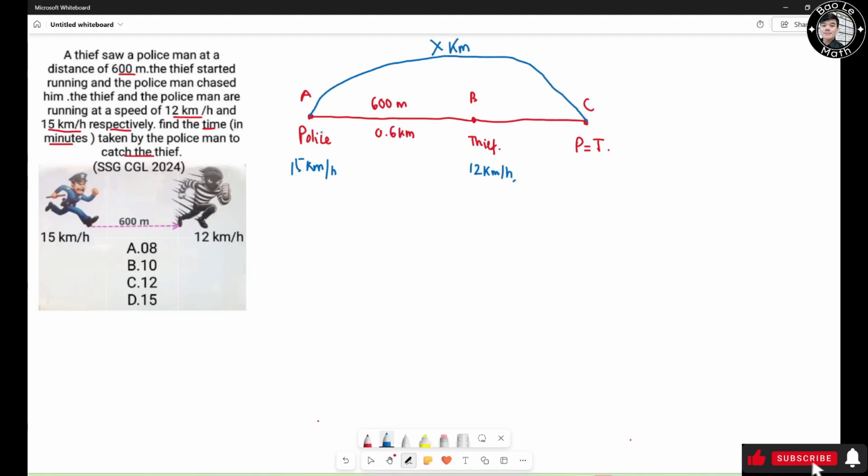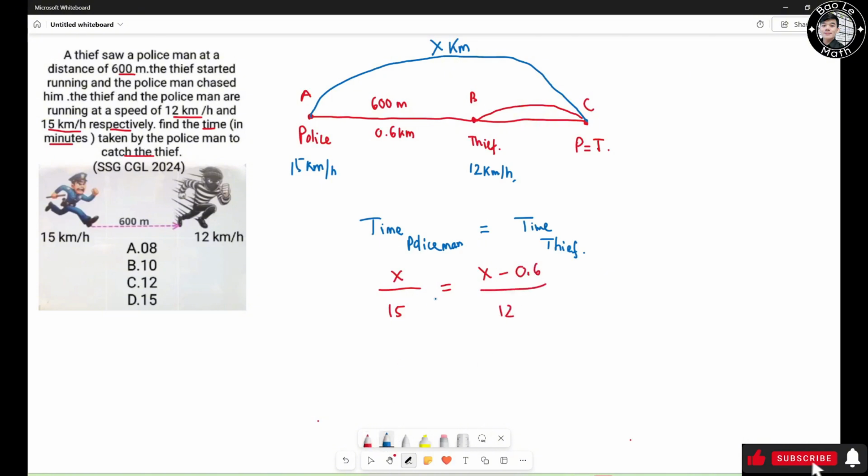So the time for the policeman to complete the distance from A to C is the same as the time for the thief to complete the distance from B to C, right? Now, time equals distance divided by speed, right? The length AC is S divided by the speed, which is 15, the same thing as the distance for the thief to complete the length BC. It's going to be S minus 0.6 divided by the speed, which is 12, right?